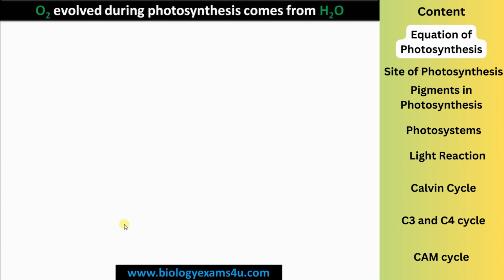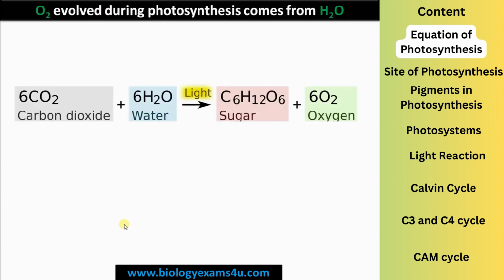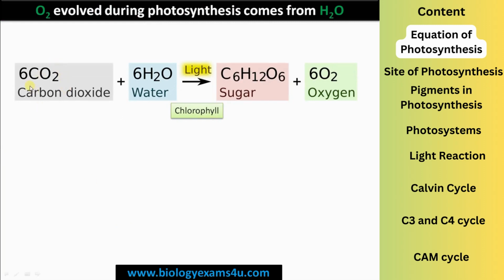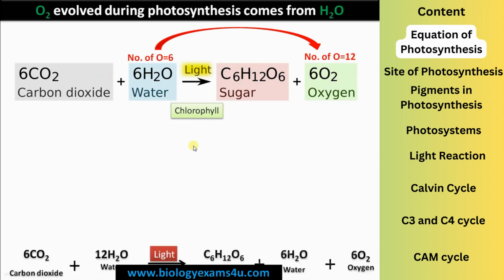Now we need to change the equation. Now we know that oxygen evolved during photosynthesis comes from water. Let us take the old equation: 6 carbon dioxide molecules plus 6 water molecules give C6H12O6, that is glucose, plus 6 oxygen. Let us see what is happening. So now we know that water splitting gives rise to oxygen. Number of oxygen is 6. Here the number of oxygen required is 12. So we need to rearrange this equation. We should balance this equation once again.